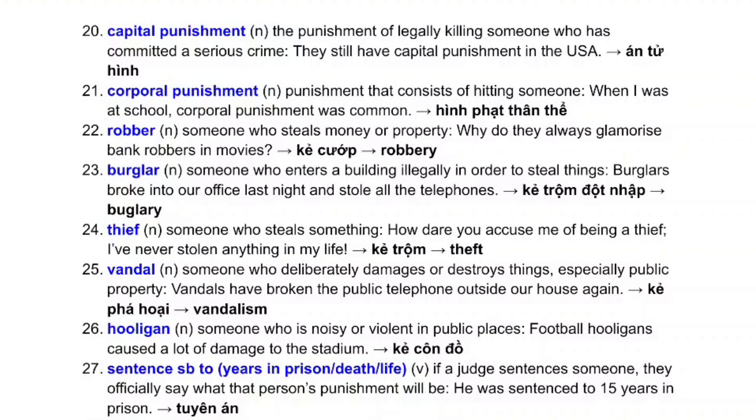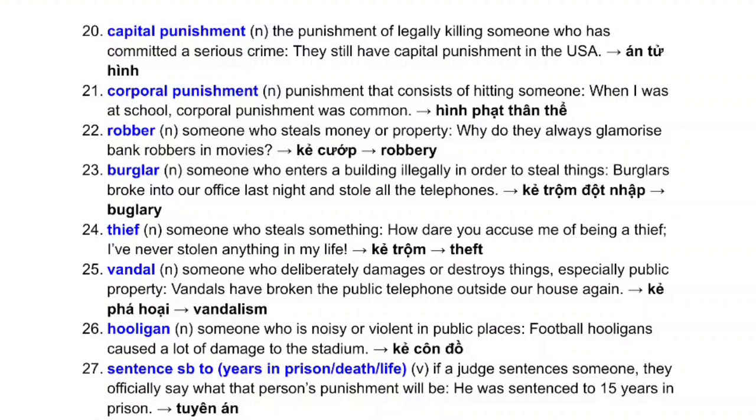22. Robber. Robber is someone who steals money or property. Example: why do they always glamorize bank robbers in movies? And the noun, the crime of being a robber, is robbery.